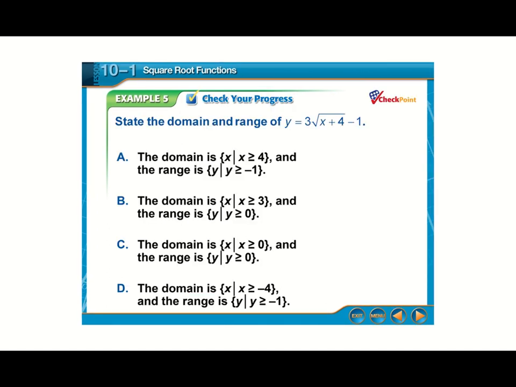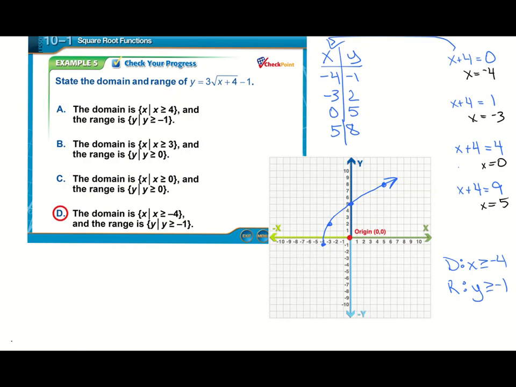Okay, I want you to try to do this one. State the domain and range, and I'd also like you to try to graph it. Okay, so the answer is D. If you want to pause the video and look at all my work, you can. You'll see on the right-hand side how I got all my values for my table of values. And then I just plugged them into this original function to find all my values for y. I plotted the points and I graphed it. And so my starting point for x is at -4, and I'm going to the right. And my starting point for y is -1, and I'm going up.